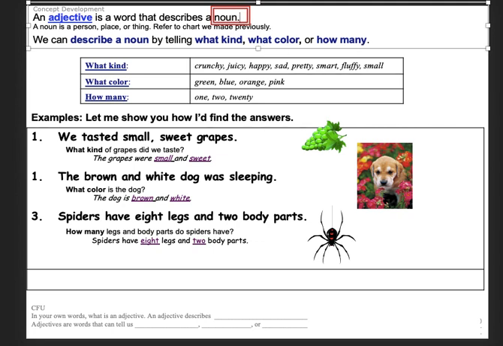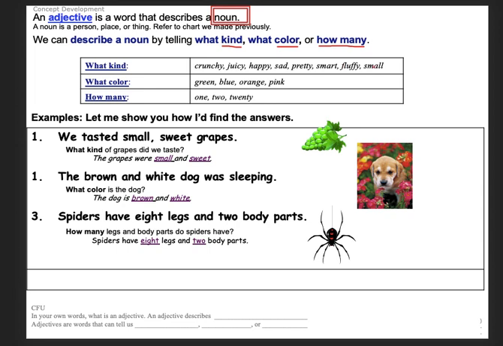So, let's circle these words. Kind, color, and how many. This would be a volume answer, a number, an amount. And here's some examples. What kind? Crunchy, juicy, happy, the crunchy one, the juicy one, happy. I don't think you would describe an apple as happy, but a person could be happy. A person could be sad or pretty or smart or fluffy or small.